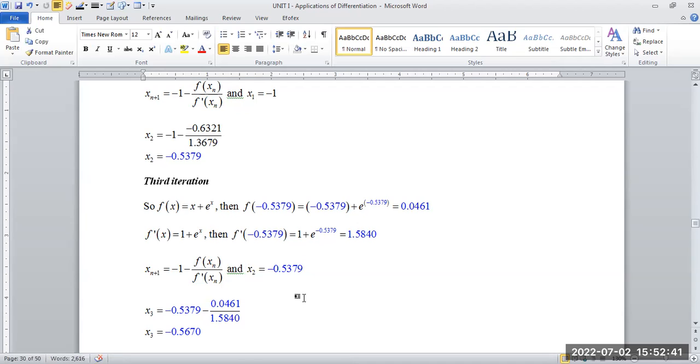So my second iteration is going to be that. So I'm substituting here. I'm going to get negative 0.5670. Not too far off from where I'm going. So I'm getting closer. Negative 0.5. And it says 3 decimal places. So 3 decimal places is going to be 538, and this is 567. So I'm still far off. So I need to do another iteration.